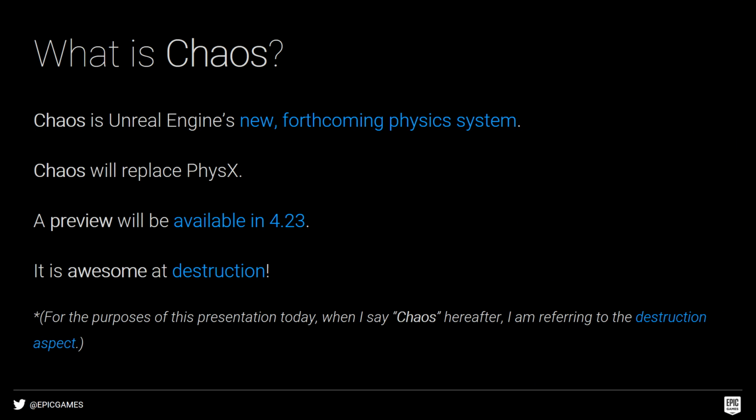Okay, so what is Chaos? Chaos is Unreal Engine's new physics system that we're working on at the moment. It will ultimately replace PhysX. So top to bottom, everything will be Chaos. That sounds funny when you say it. But yes, a preview will be available in 4.23. And the new physics system is absolutely awesome at destruction. So today, that's the part that we're focusing on. The initial drop of Chaos is going to be focused on the destruction aspect. So anytime I mention Chaos during this presentation, I'm talking about destruction.